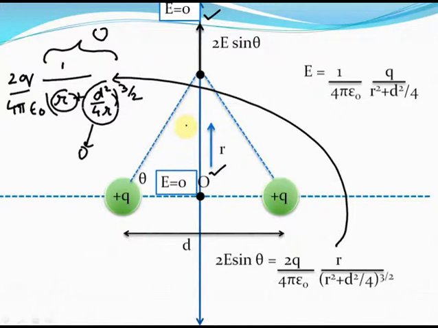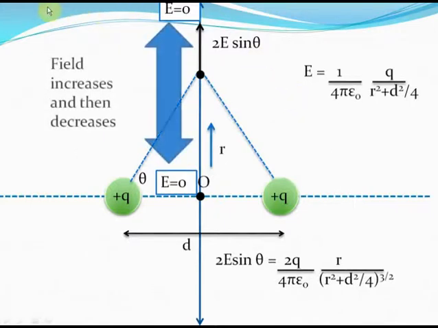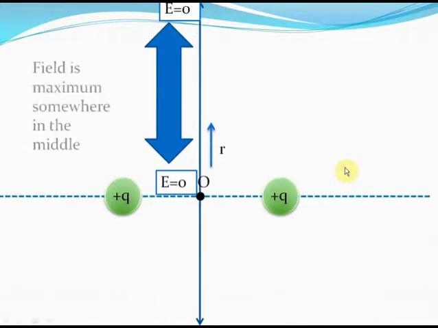Where will the electric field assume a maximum value? We can calculate that point. We can do that by differentiating the electric field with respect to r. The point where dE by dr is 0 will represent the point which will have the maximum electric field on the equator due to the two identical positive charge system. Here you go. Field increases and then decreases.